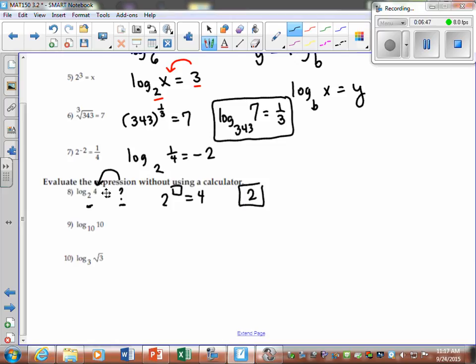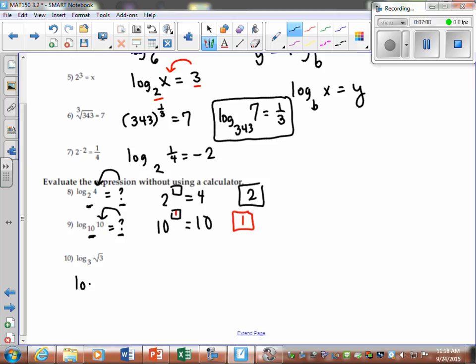2. Good. And then here, it's like saying 10 to the what power equals 10. So it's like 10 raised to the what power is equal to 10. So what goes there? A 1. So we would say the answer is 1.